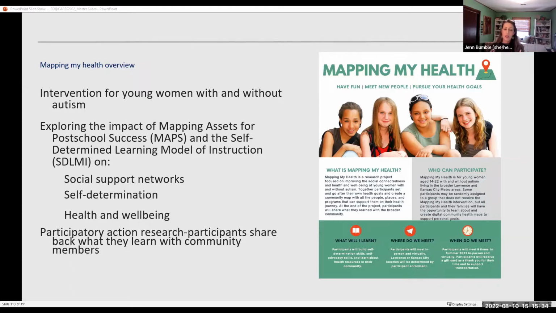We also, of course, want to increase general health and well-being, which we measure through the PROMIS scale. This is also a participatory action research project. So throughout the intervention, which I'll talk a little bit more about, folks are thinking about things that they've learned and lessons that they might want to share with the community afterwards. Next slide.